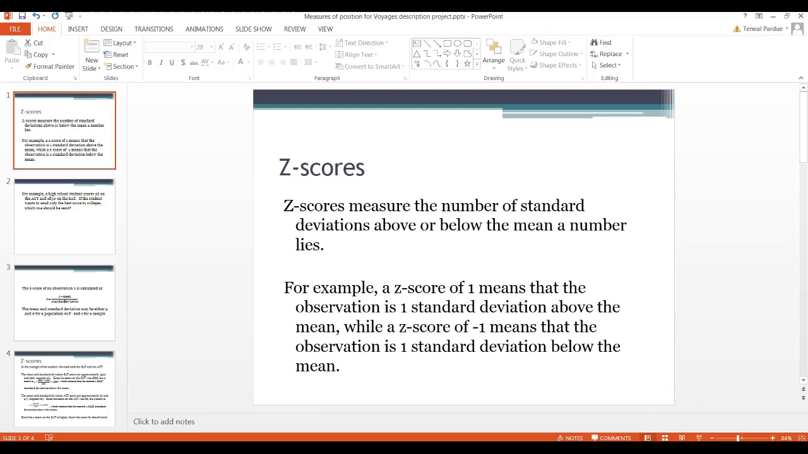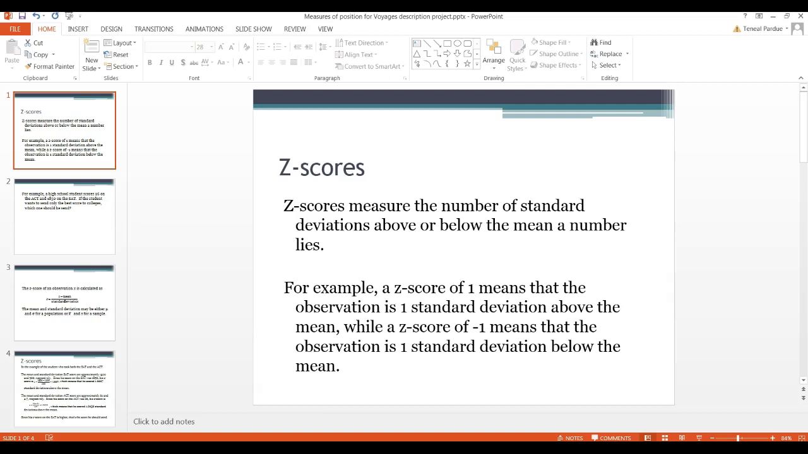Hi. So this is just a short video to talk you through some of the expectations of the Voyages description project, and just make sure that everything's clear and that you're ready to do that project. So the first thing that we need to talk about is z-scores.